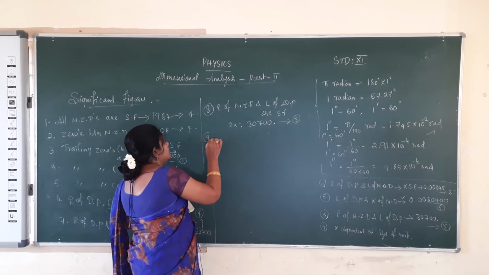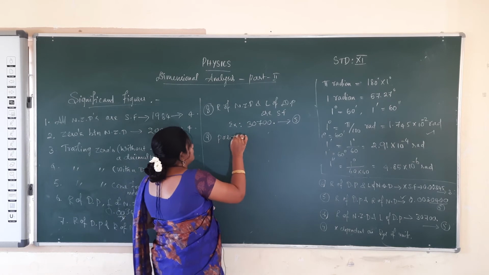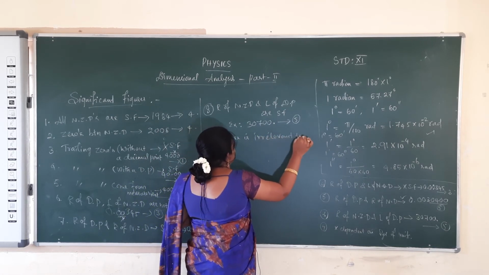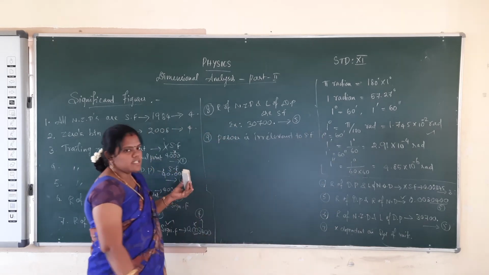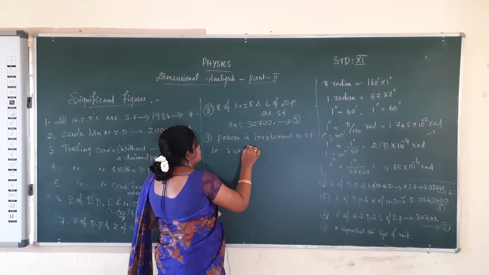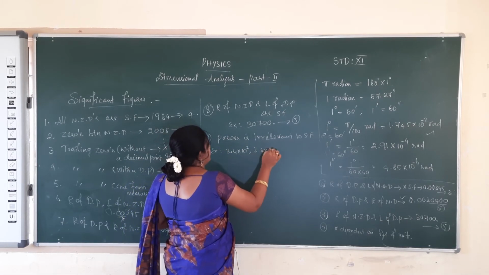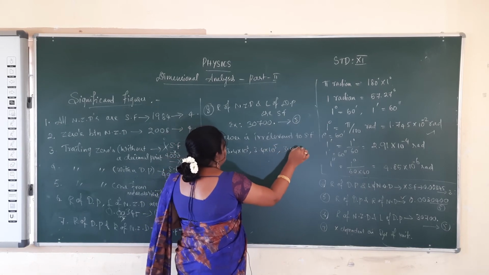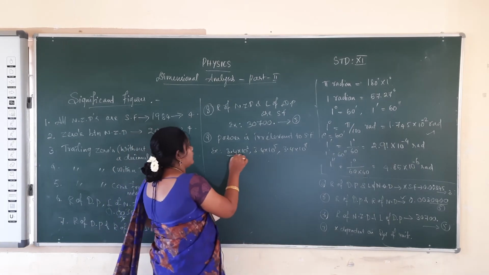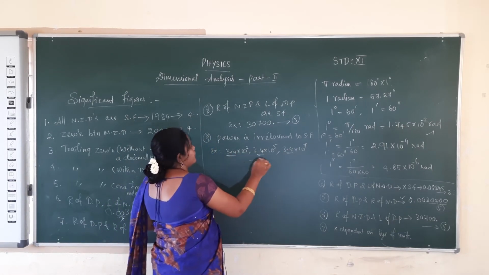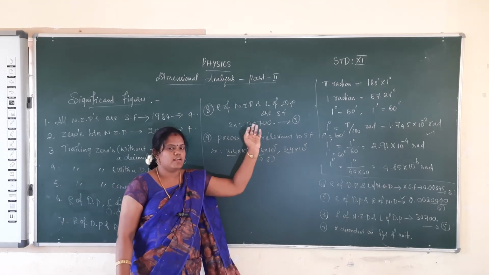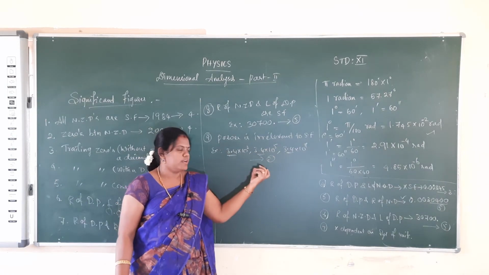The ninth one: power is irrelevant to significant figures. Power is irrelevant to significant figures means, for example, 3.4 into 10 power 2, 3.4 into 10 power 5, and 3.4 into 10 power 7. All of those have powers, but we consider only the value. So the number of significant figures is 2 only. All three have only 2. We will never consider the power as significant figures. Only the 3.4 wherever it appears is the significant figures.